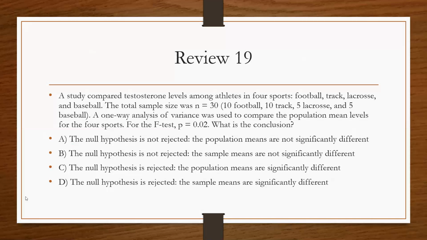All right, yeah, you guys got it. So it is in fact C. The null hypothesis is rejected because the p-value that we got was less than 0.05. So that means that the population means are different.